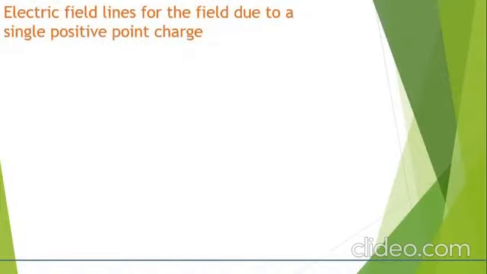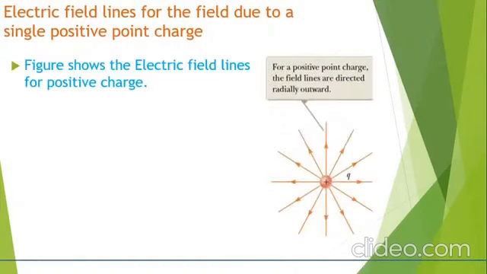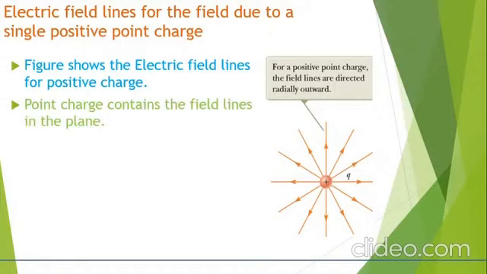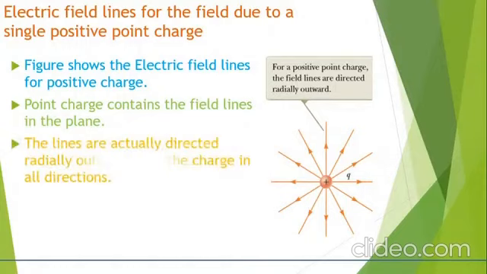Now we'll discuss the electric field lines due to a single positive point charge. Here we can see in this figure the electric field lines due to a single positive point charge. The field lines lie in the plane, and they are directed radially outward in all directions, because the positive charge experiences a force of repulsion.